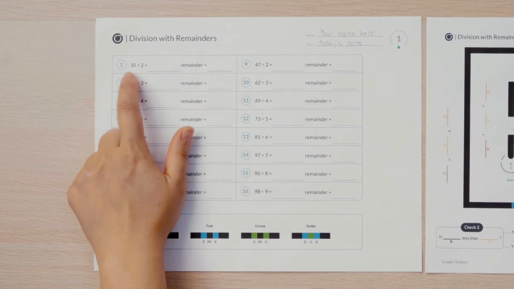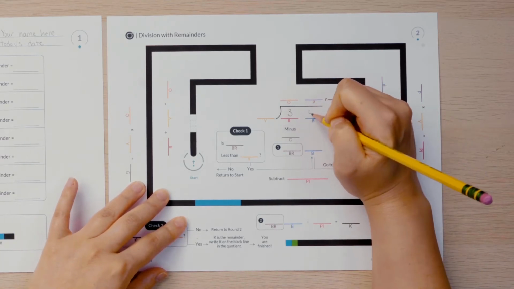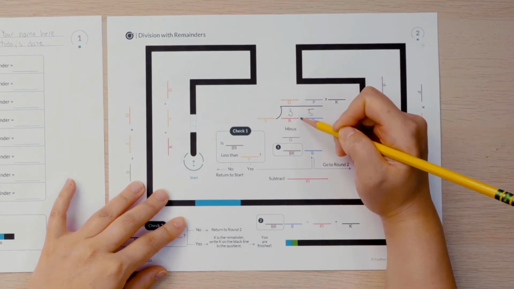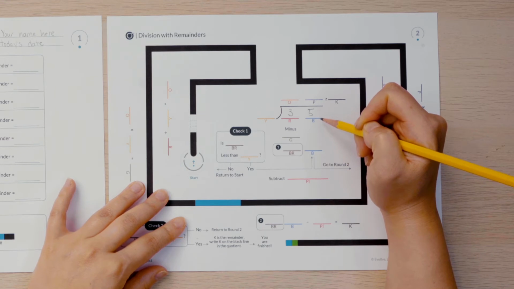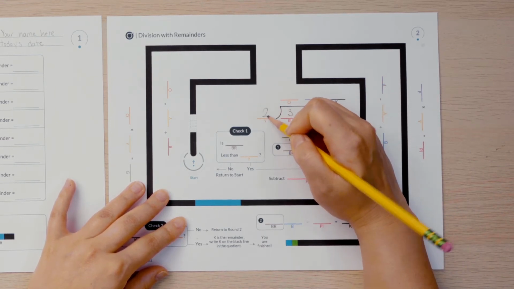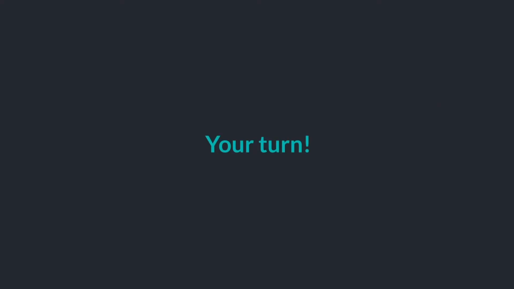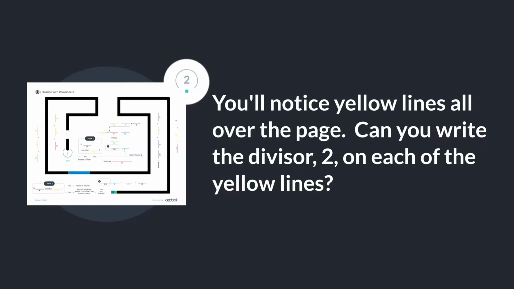The problem in our example is 35 divided by 2. Please write 35 where the dividend goes, 3 on the red line in the tens place, and 5 on the blue line in the ones place. Please write 2 on the yellow line in the divisor's place. You'll notice yellow lines all over the page. Can you write the divisor 2 on each of the yellow lines?